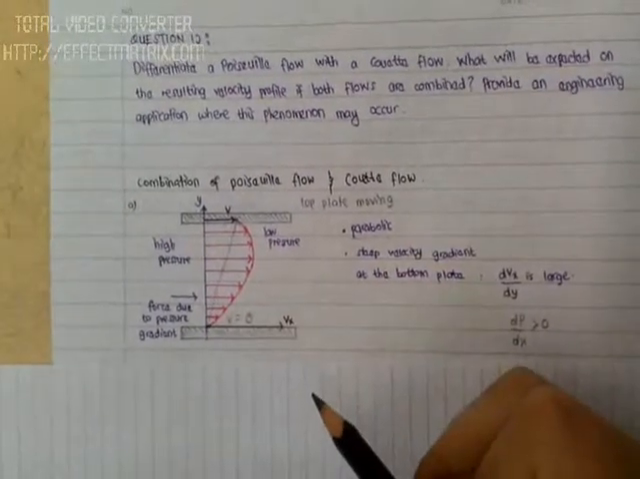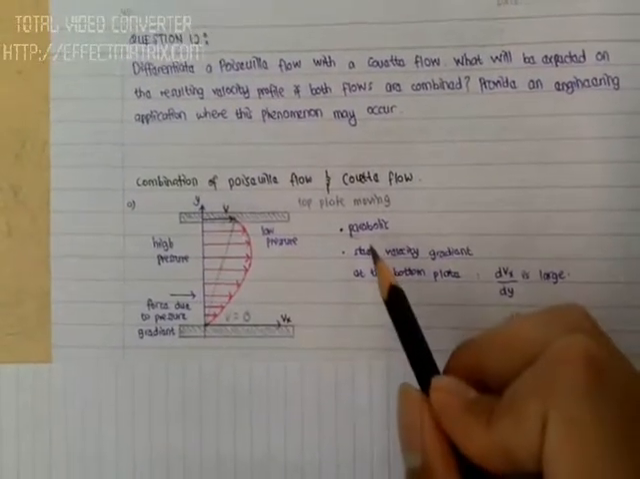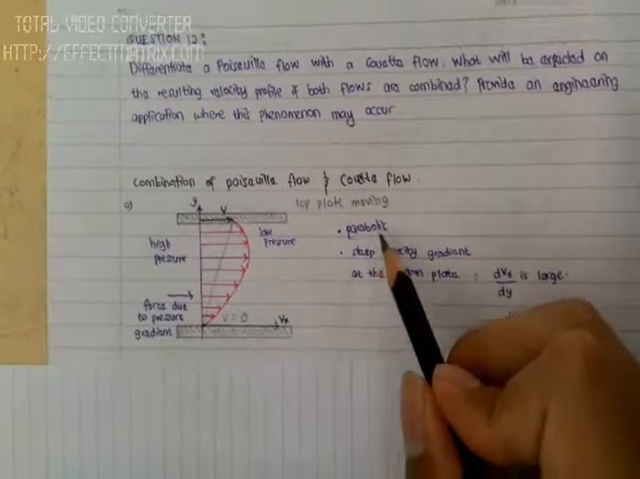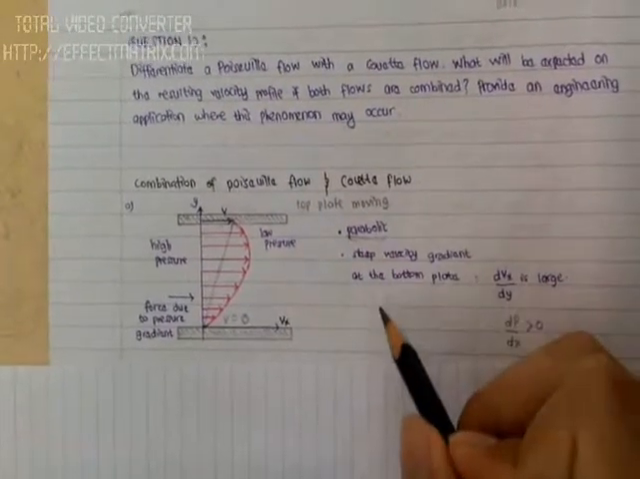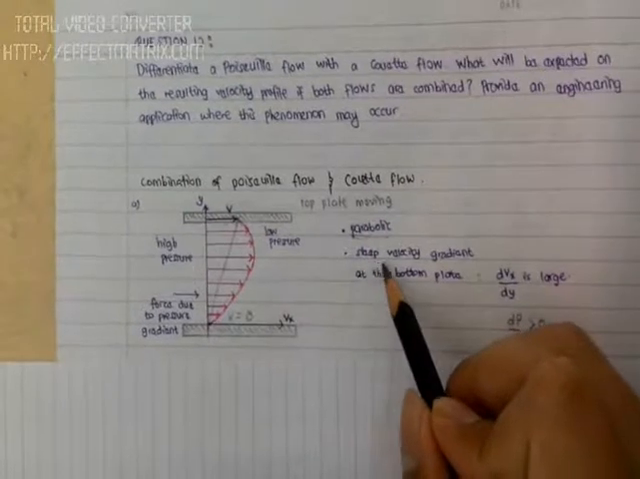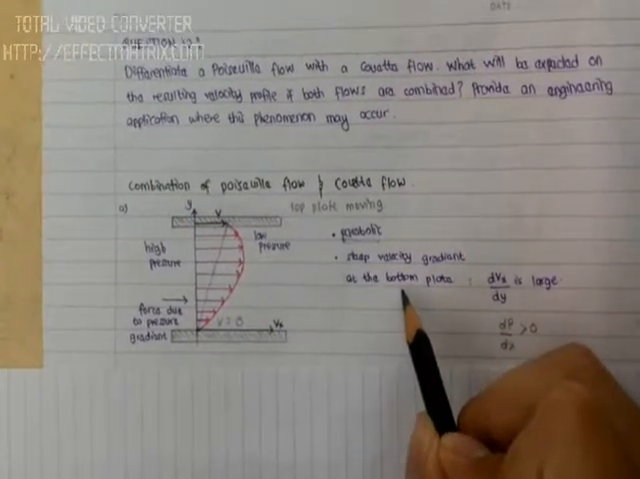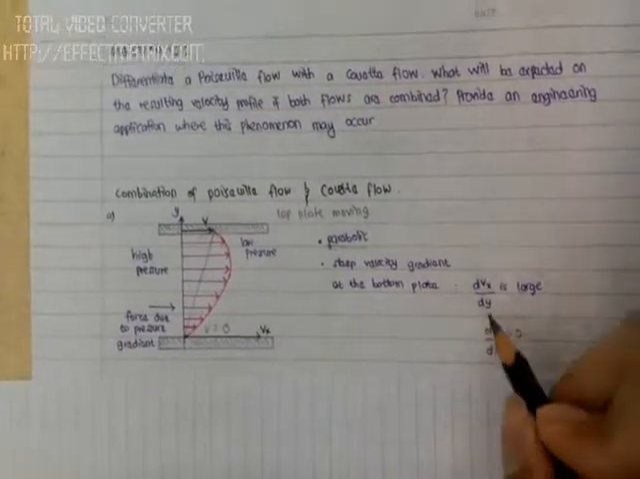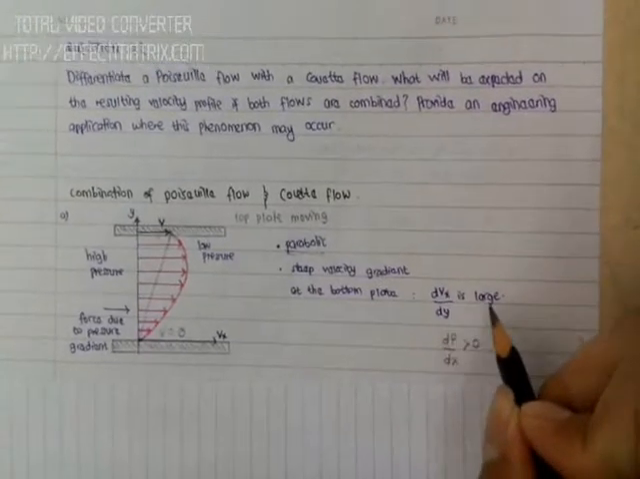And now we can make two important points: the flow is a parabolic flow, and there is a steep velocity gradient at the bottom plate, which means that dv_x/dy is large.